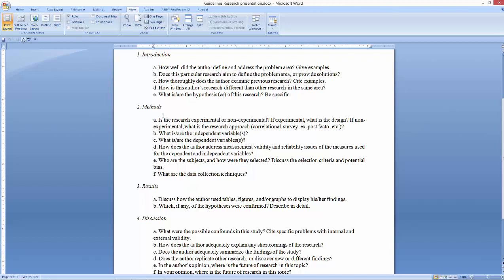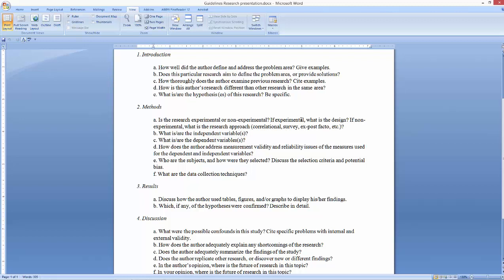So the first question is, is the research experimental or non-experimental? And I believe that in almost all cases, remember, what are the primary criteria for an experiment? 3 things: 1, that it has a control group; 2, that it has a pre-test and a post-test; and 3, that the groups were randomly assigned.